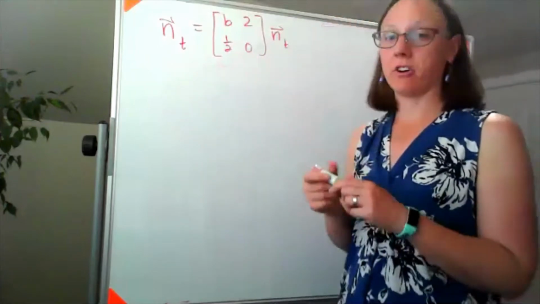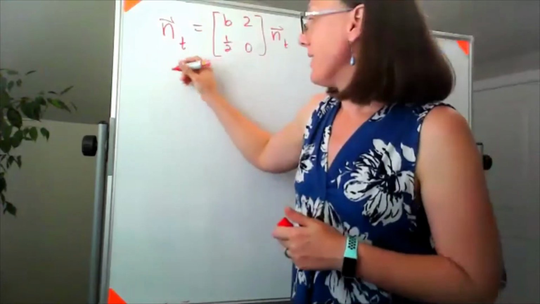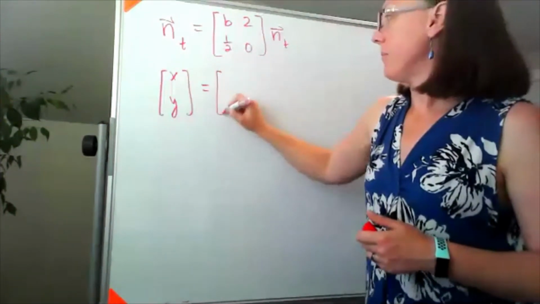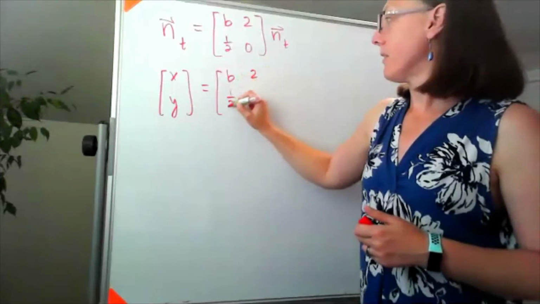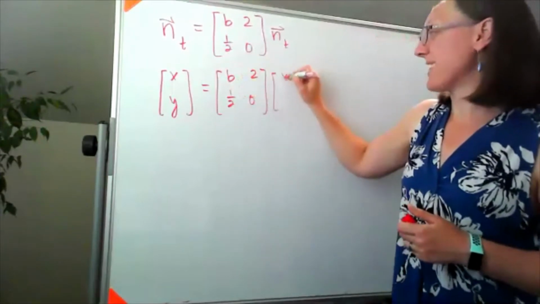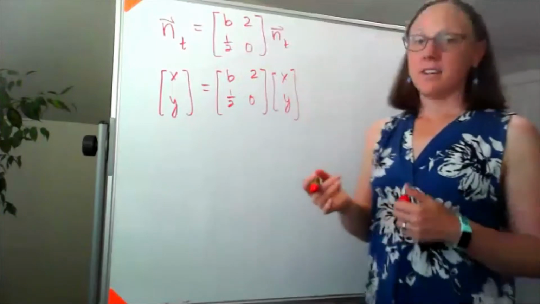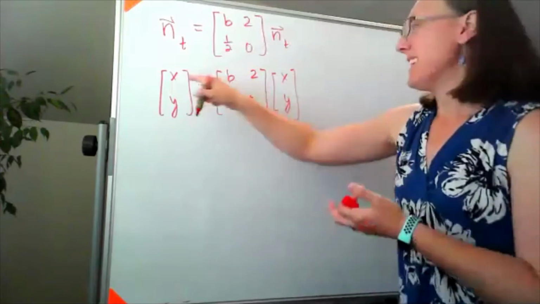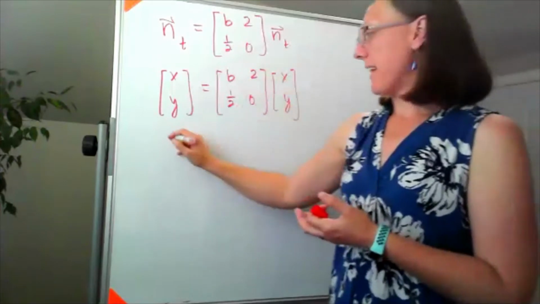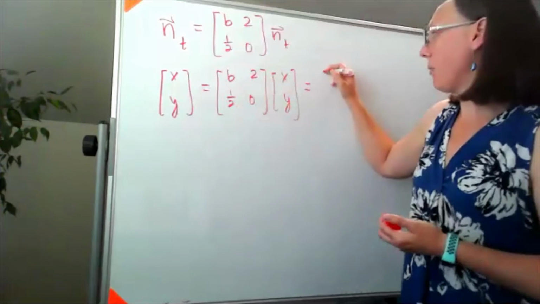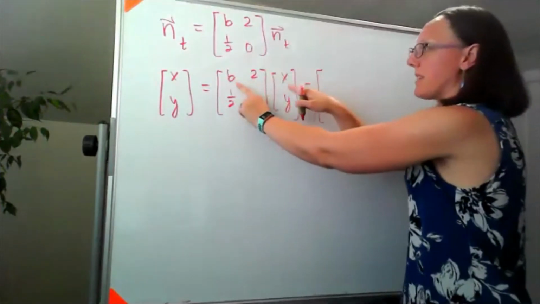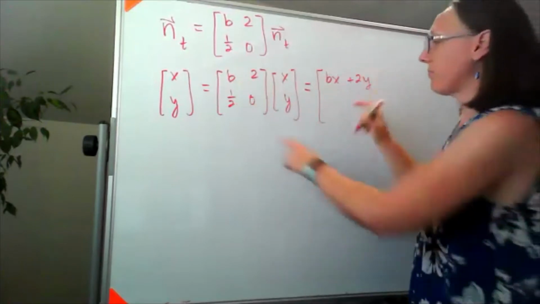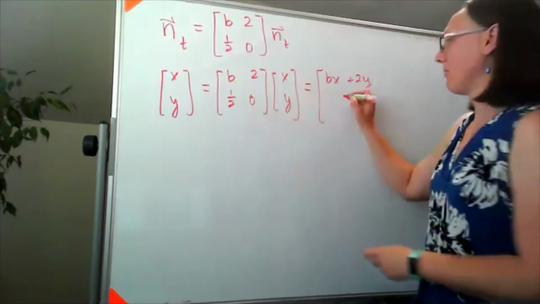Well, to find that vector, I'm just going to put it in. So I'm going to call that xy, and also call this xy. We're looking for any solutions to this system. So on this side, if I multiply that out, I'm going to end up with b times x plus 2y, and 1/2 x plus 0.